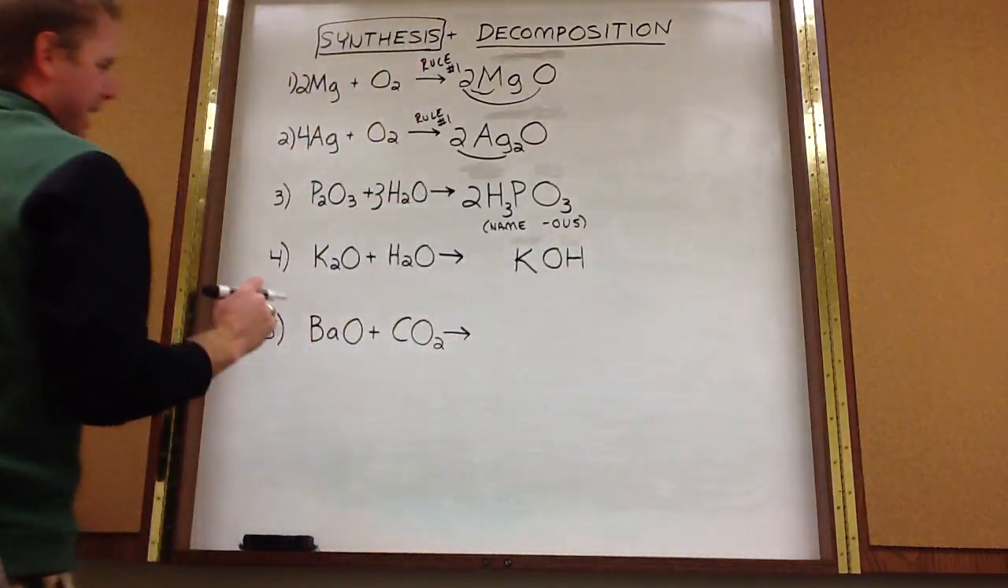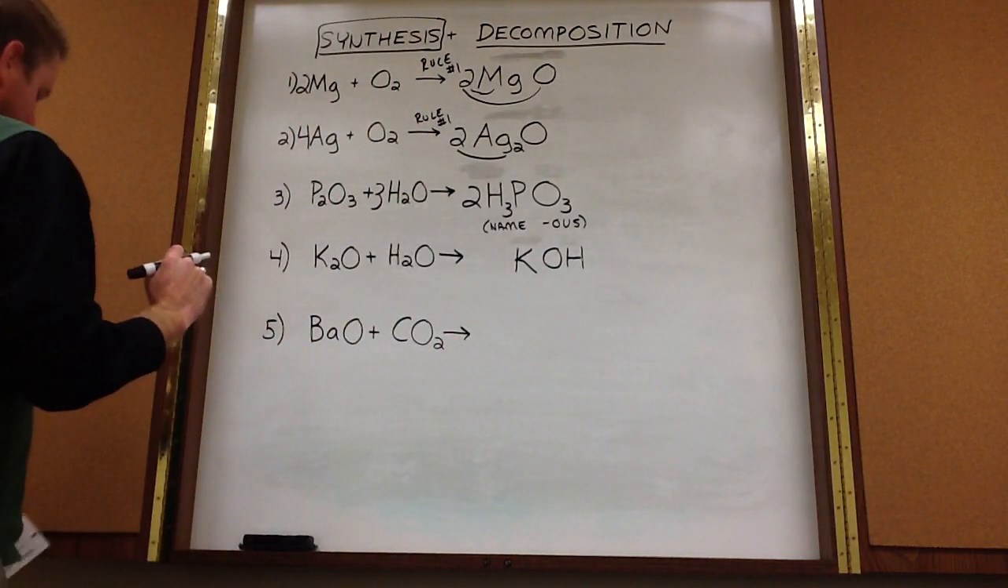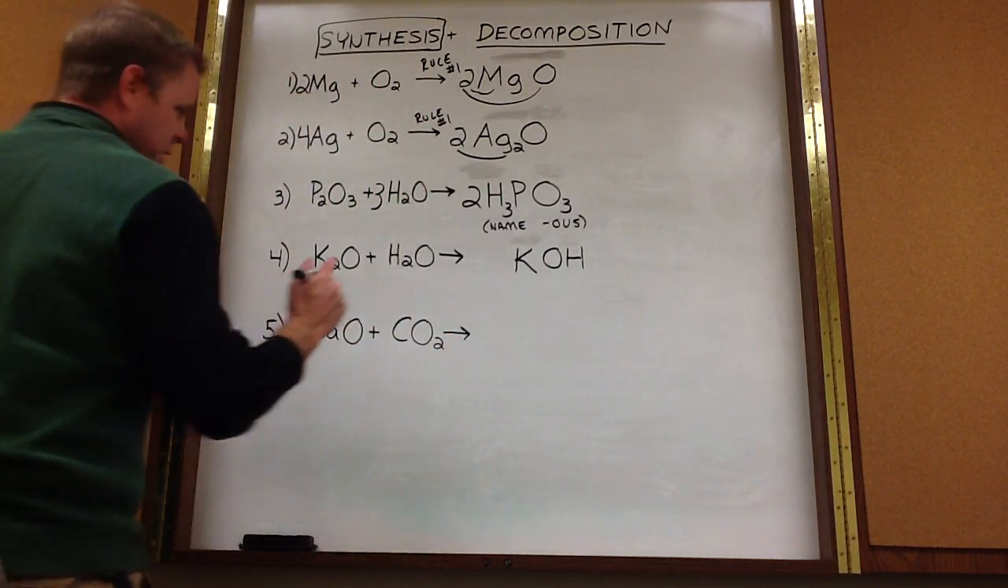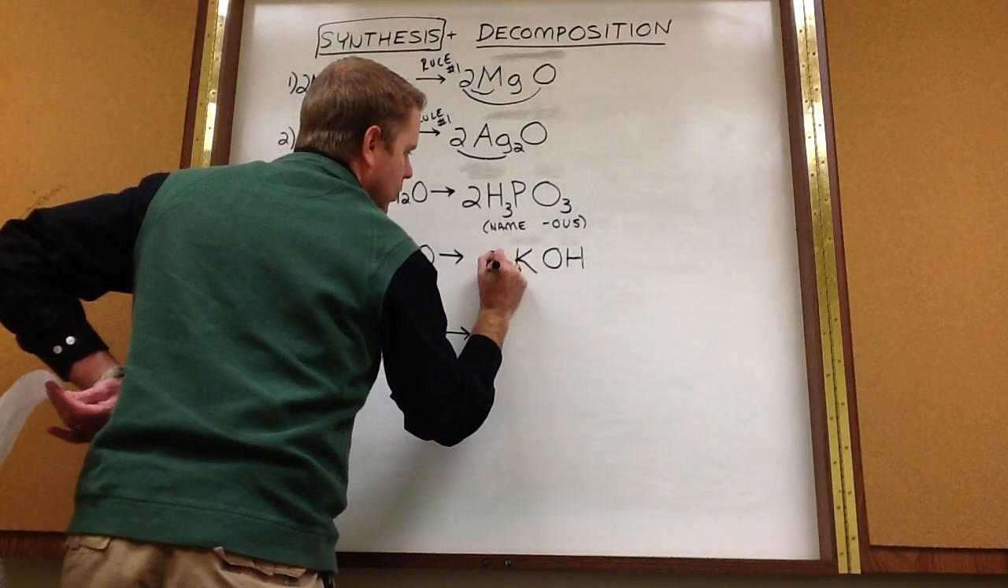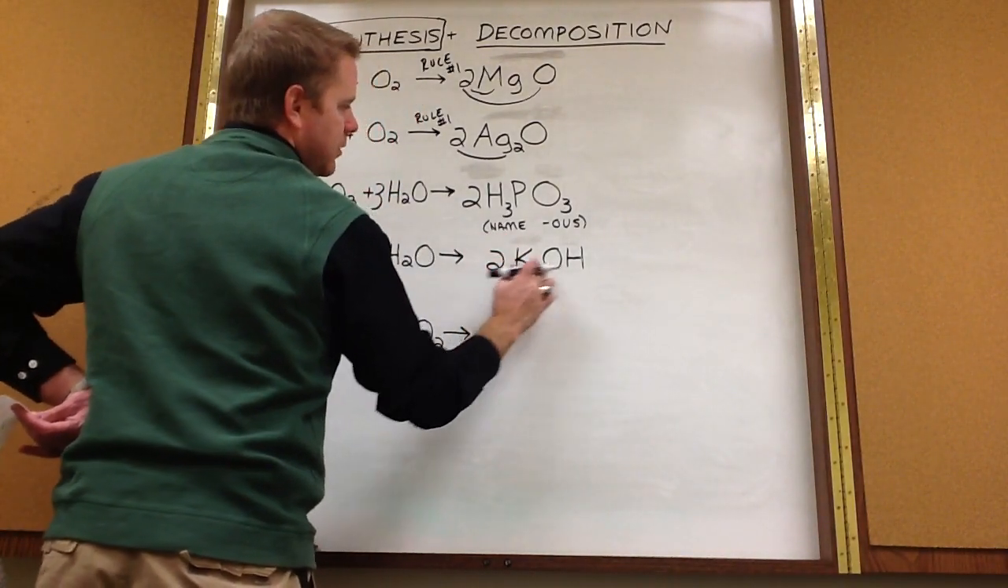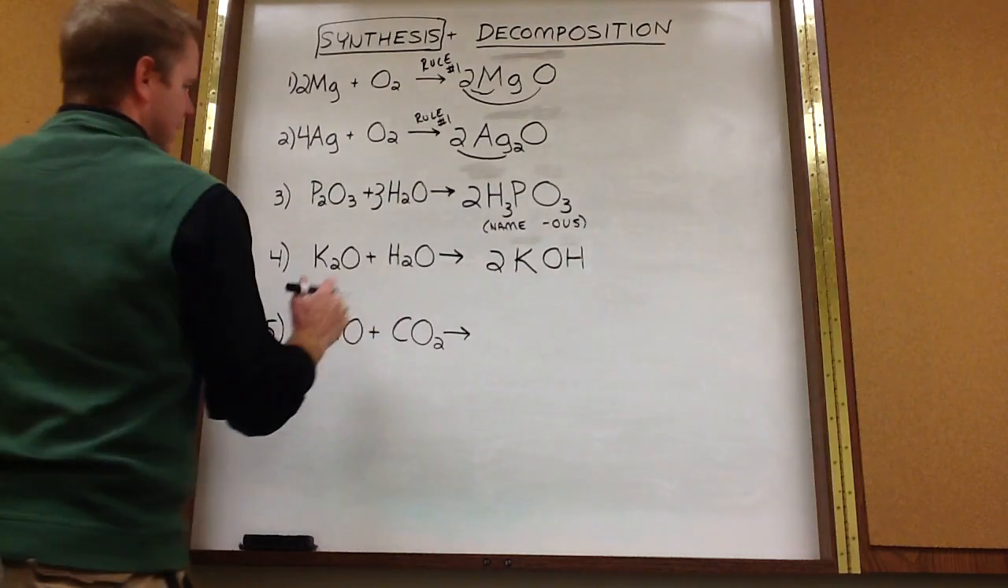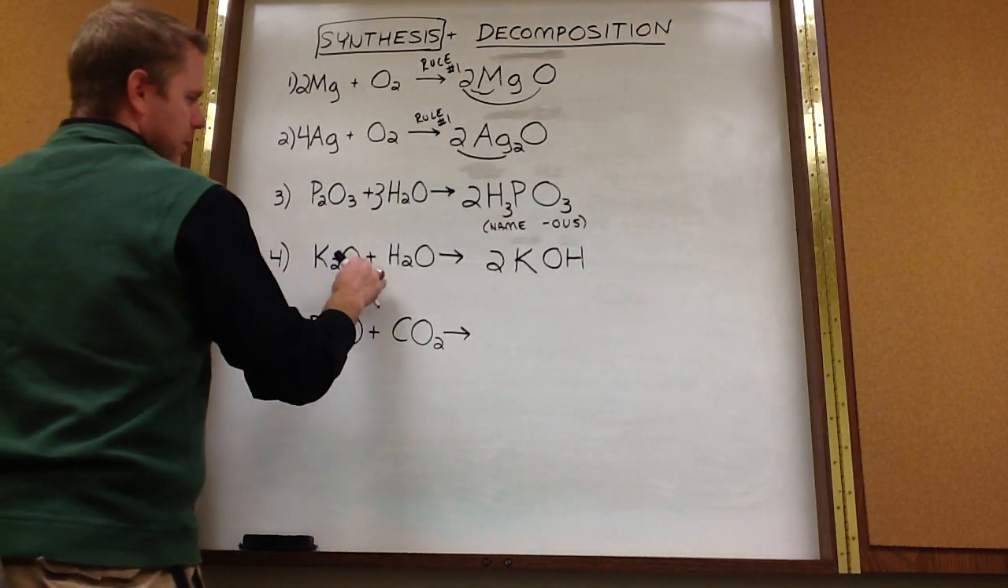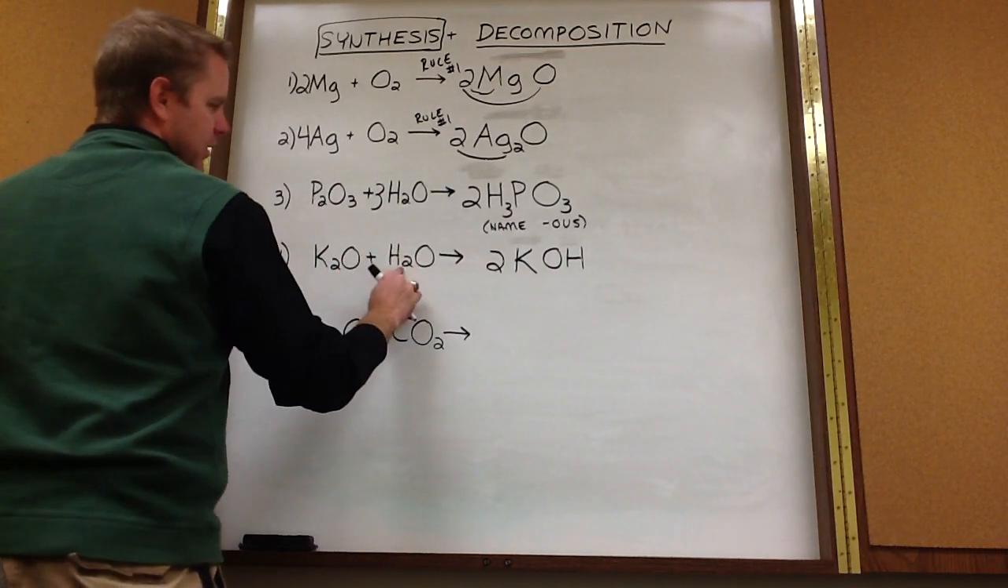However, this does not balance. So then you end up looking at the balance and you say, I think it's a 2, yeah. You end up putting a 2 right there. It gives you 2 potassiums, 2 oxygens, 2 hydrogens. That's cool because 2 potassiums, 1 plus 1 is 2 oxygens and 2 hydrogens.